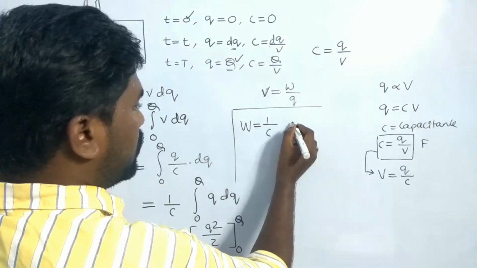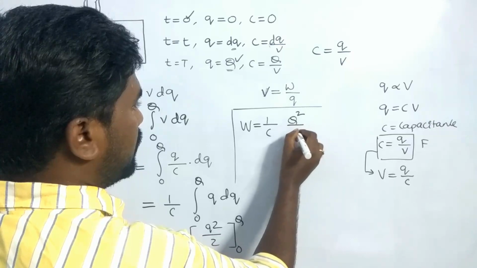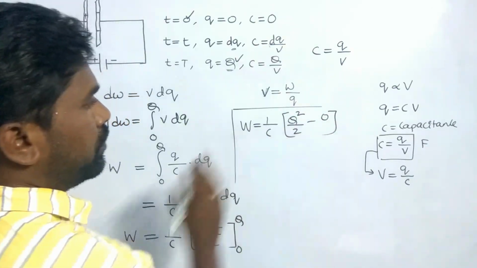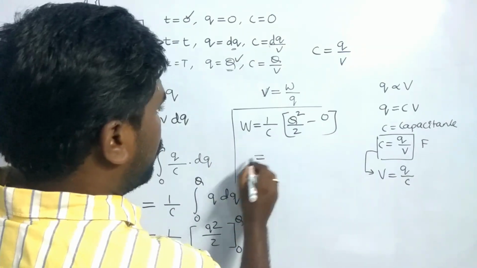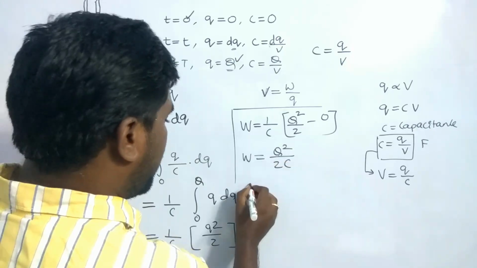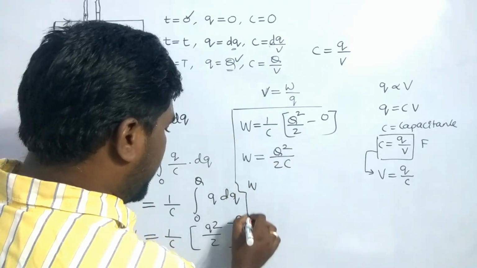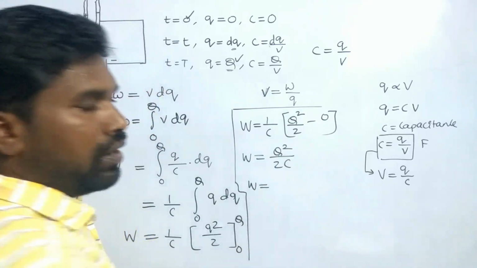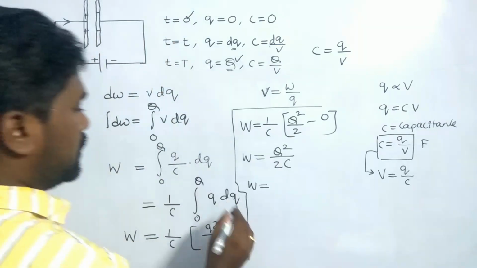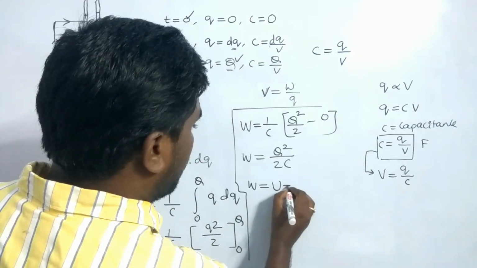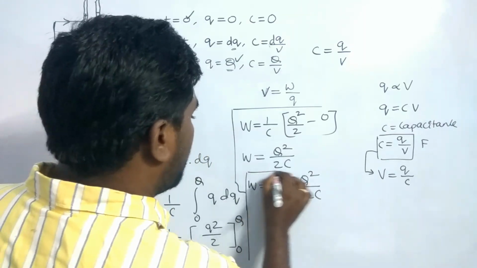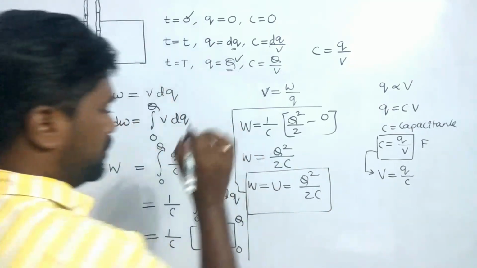It is equal to upper limit minus lower limit. It is 0 square by 0, and 0 square by 2 is nothing but 0. So W is equal to Q square by 2C. This total work done is stored in the form of energy. So that is equal to U, which is equal to Q square by 2C. This is one of the forms of the stored energy in a capacitor.